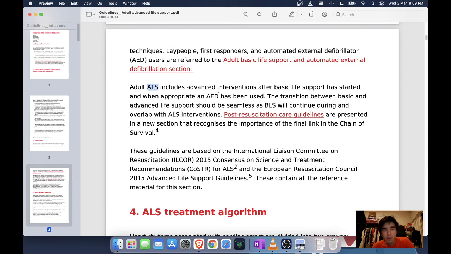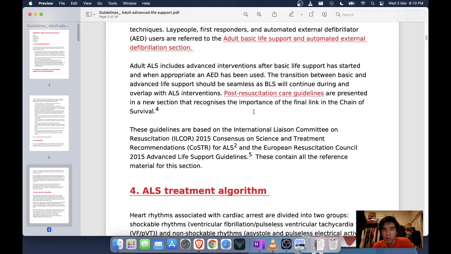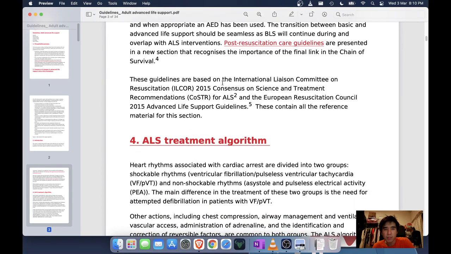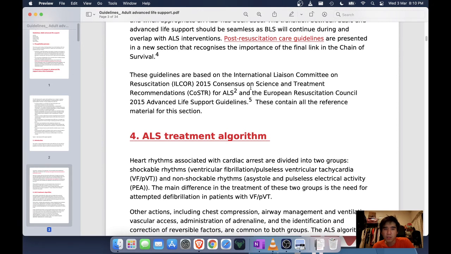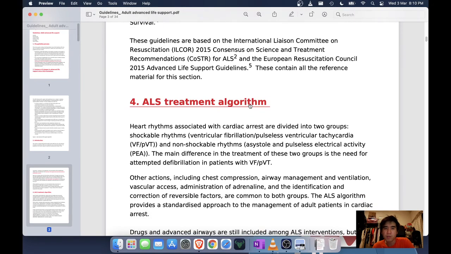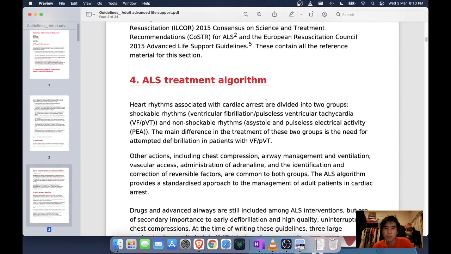Okay, adult ALS includes advanced interventions after basic life support has started and when appropriate an AED has been used. The transition between basic and advanced life support should be seamless as BLS will continue during and overlap with ALS interventions. Post-resuscitation care guidelines are presented in a new section that recognizes the importance of the final link in the chain of survival. These guidelines are based on the International Liaison Committee on Resuscitation (ILCOR) 2015 Consensus on Science and Treatment Recommendations (COSTR) for ALS and the European Resuscitation Council 2015 Advanced Life Support Guidelines. These contain all the reference materials for this section.